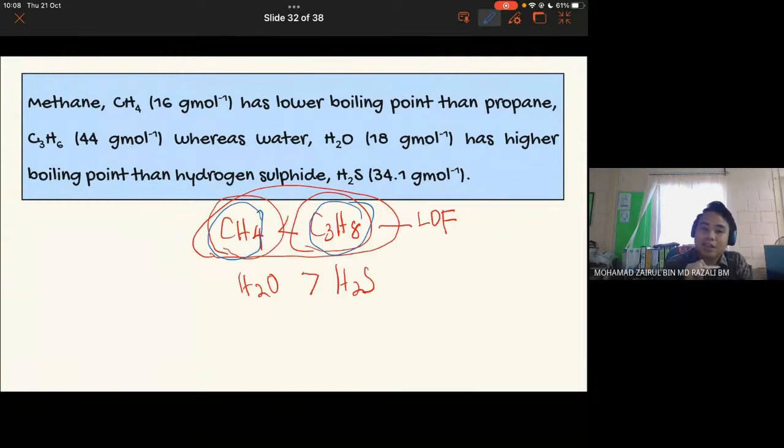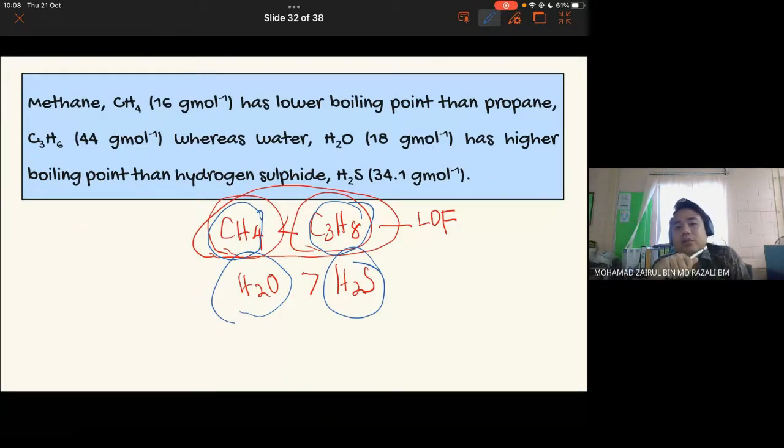Sebab tu boiling point dia rendah. Okay, water, H2S, apa beza dia? Water and hydrogen sulfide, what is the difference? Apa beza dia? Kenapa water? Intermolecular forces, betul. Water kita ada hydrogen bond. Hydrogen sulfide, intermolecular forces dia. Hydrogen sulfide.